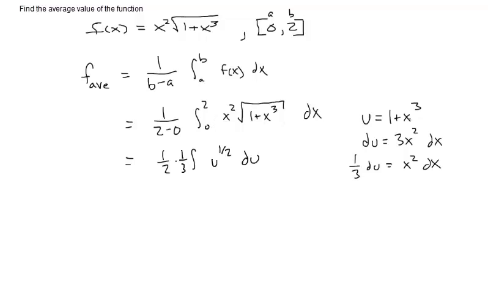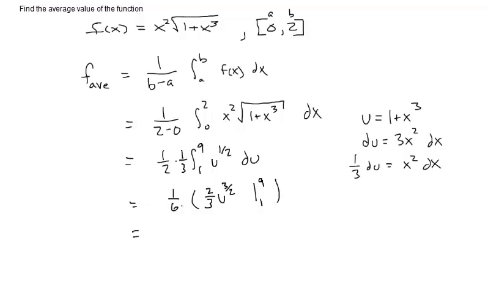So we have 0 in for x gives us 1, and if we put 2 in for x, 2 cubed is 8 plus 1 is 9. So I have 1/2 times 1/3 gives me 1/6 times u to the 3/2 divided by 3/2, which is the same as multiplying by 2/3, from 1 to 9.